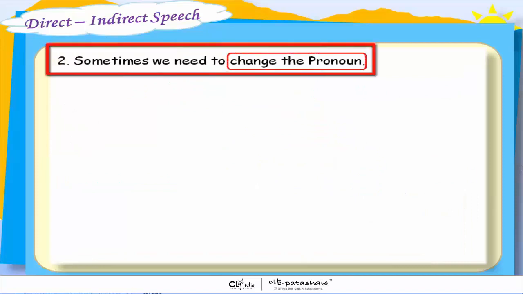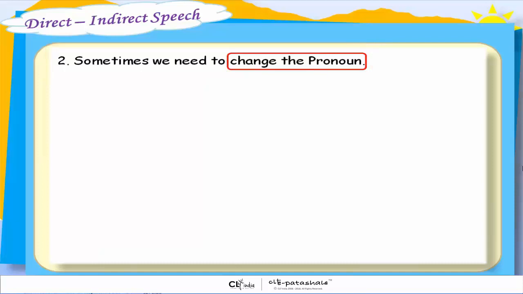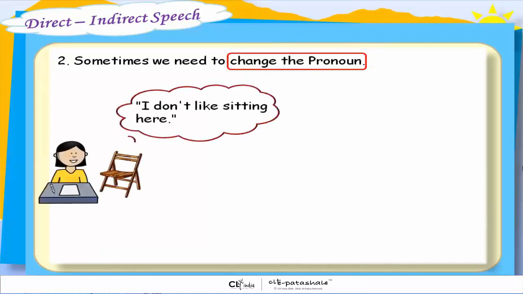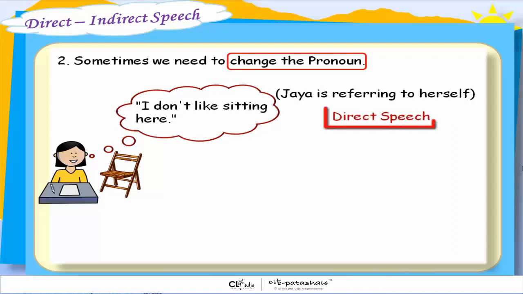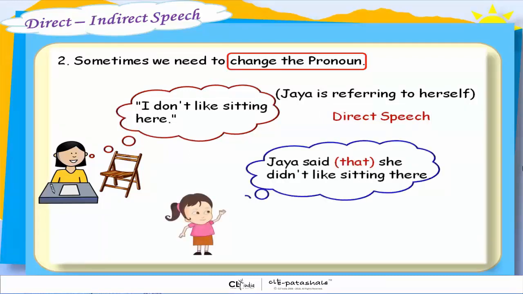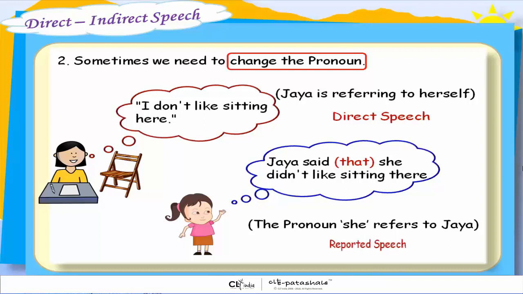Sometimes we need to change the pronoun. Let's look at the following sentence. I don't like sitting here. Jaya is referring to herself. This is the direct speech. Jaya said that she didn't like sitting there. The pronoun she refers to Jaya. This is the reported speech.